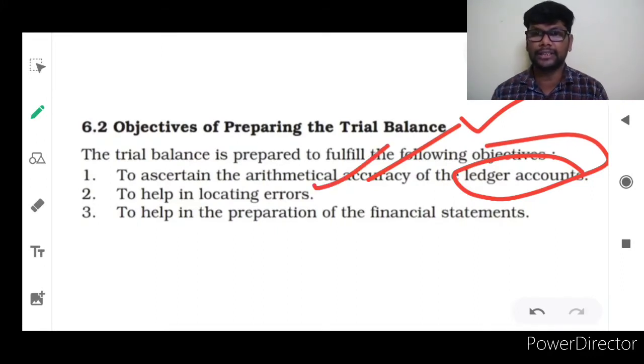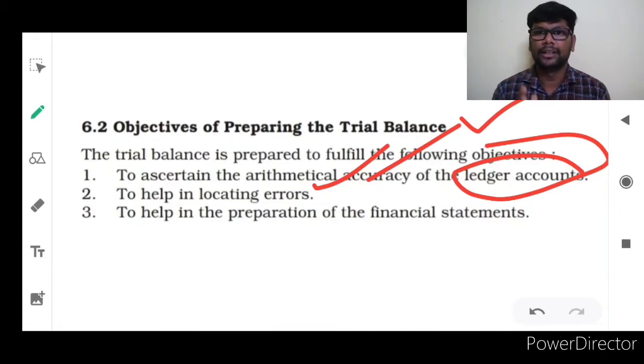We can easily find out the errors, whether they are errors of commission, errors of omission, errors of principle, errors of partly commission or errors of partly omission. So whatever mistake we have left, we can easily locate the errors. These different types of errors we will study later. First of all, you should understand the meaning of trial balance.